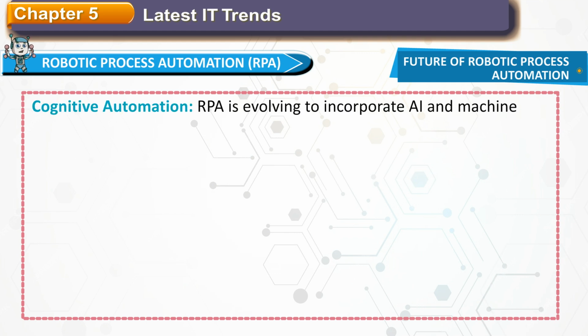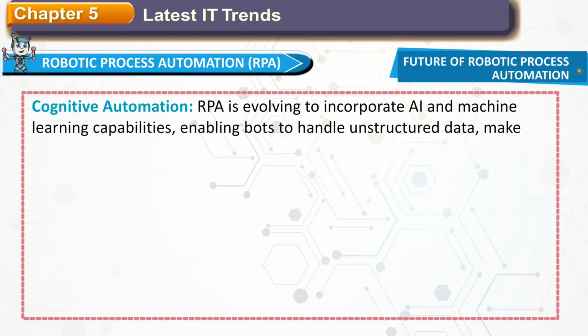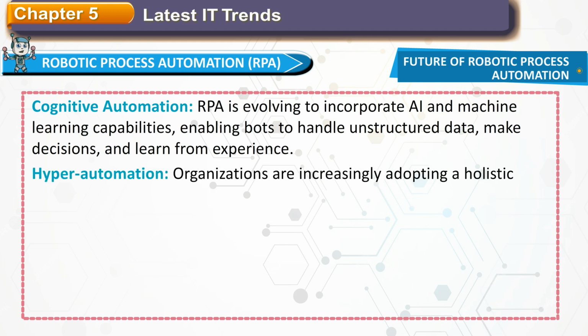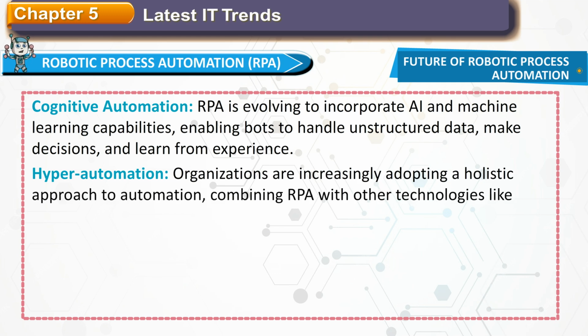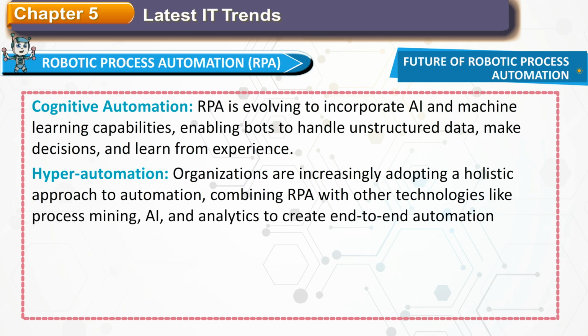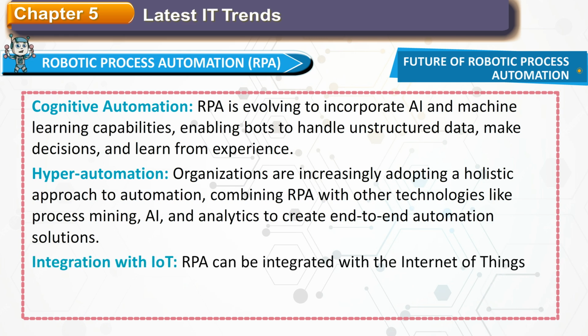Cognitive automation. RPA is evolving to incorporate AI and machine learning capabilities, enabling bots to handle unstructured data, make decisions, and learn from experience. Hyperautomation. Organizations are increasingly adopting a holistic approach to automation, combining RPA with other technologies like process mining, AI, and analytics to create end-to-end automation solutions.